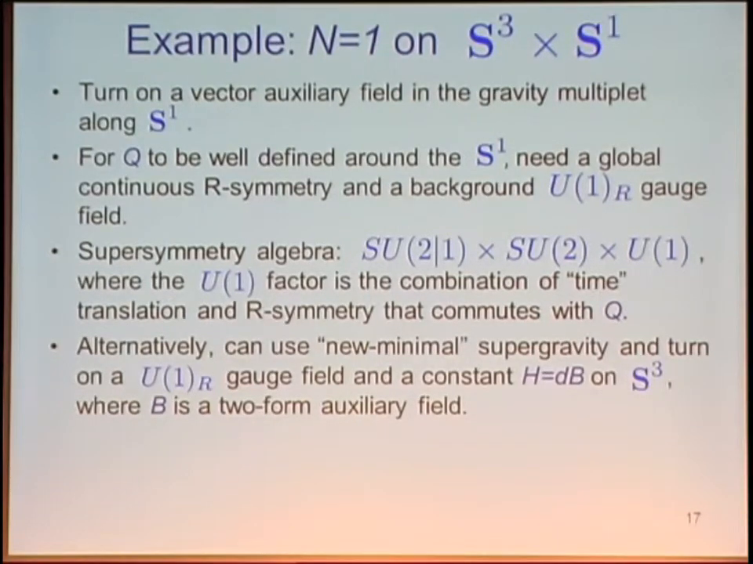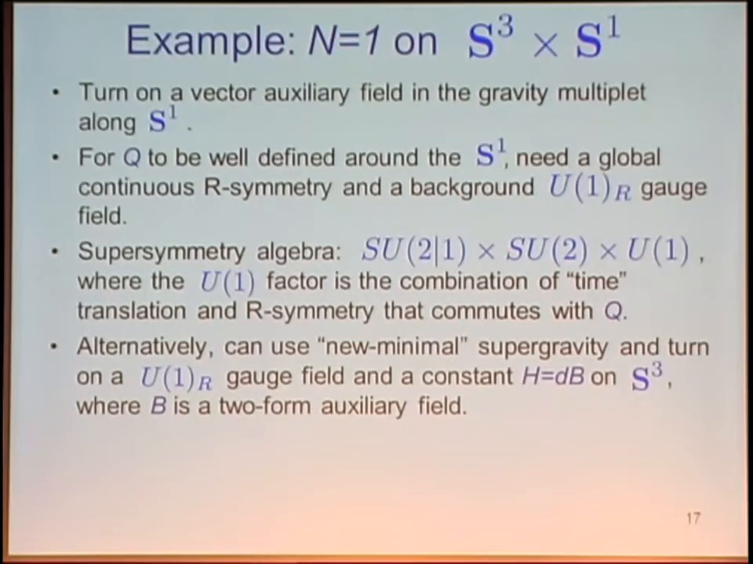But there's an alternative way of thinking about it. There's a formulation of supergravity called new minimal supergravity. The terminology is quite awful because it's no longer new. And here, there is a U1R gauge field. And more interestingly, the vector auxiliary field that we had here no longer exists. Instead, we have a two-form auxiliary field. So in this formulation, all the fields that we need are in the Lagrangian.